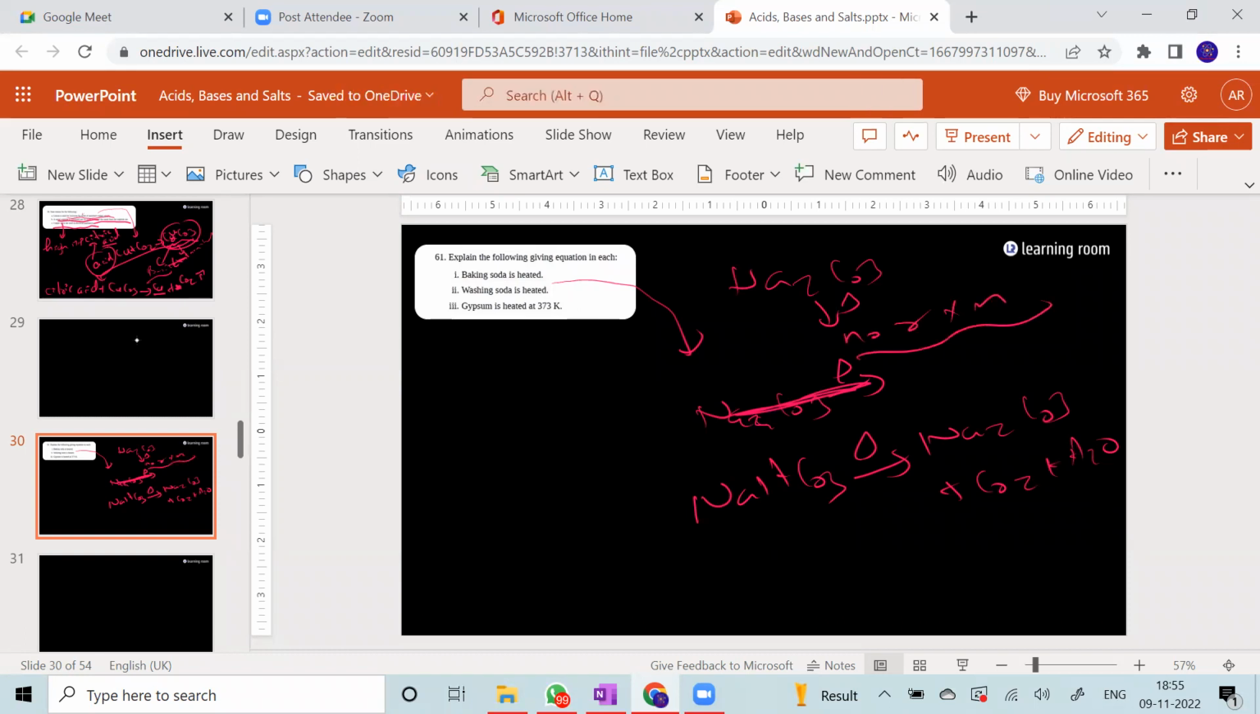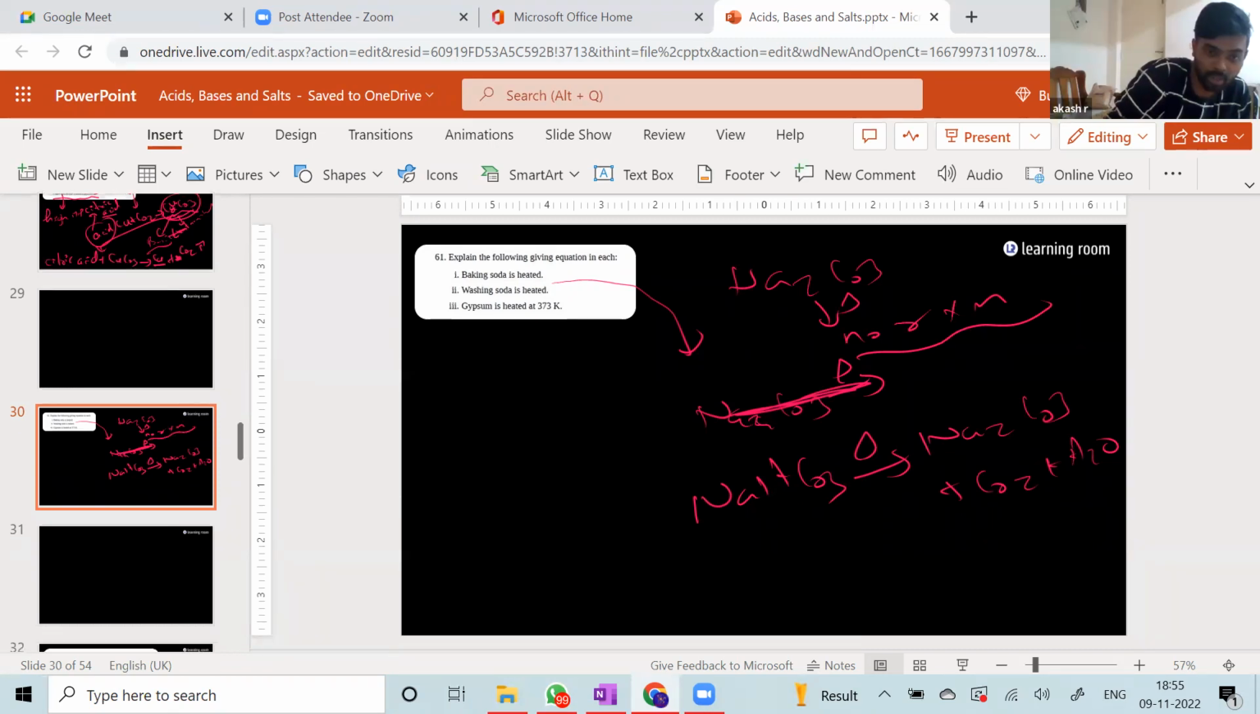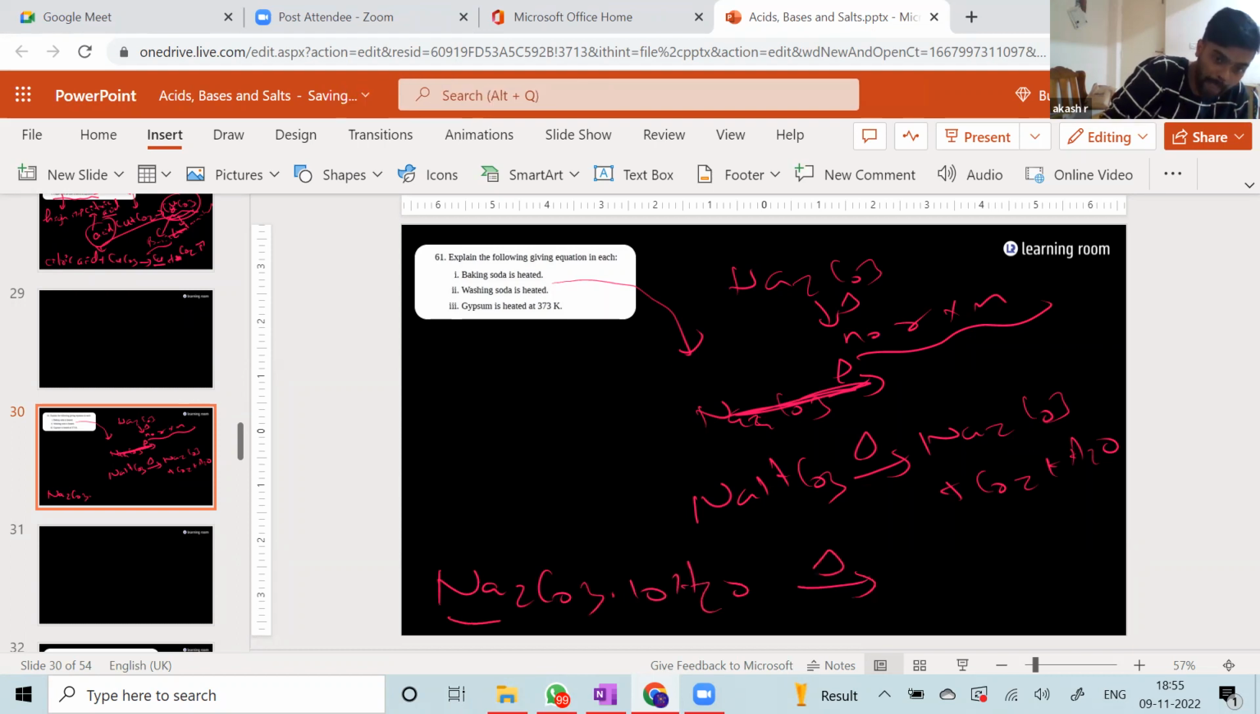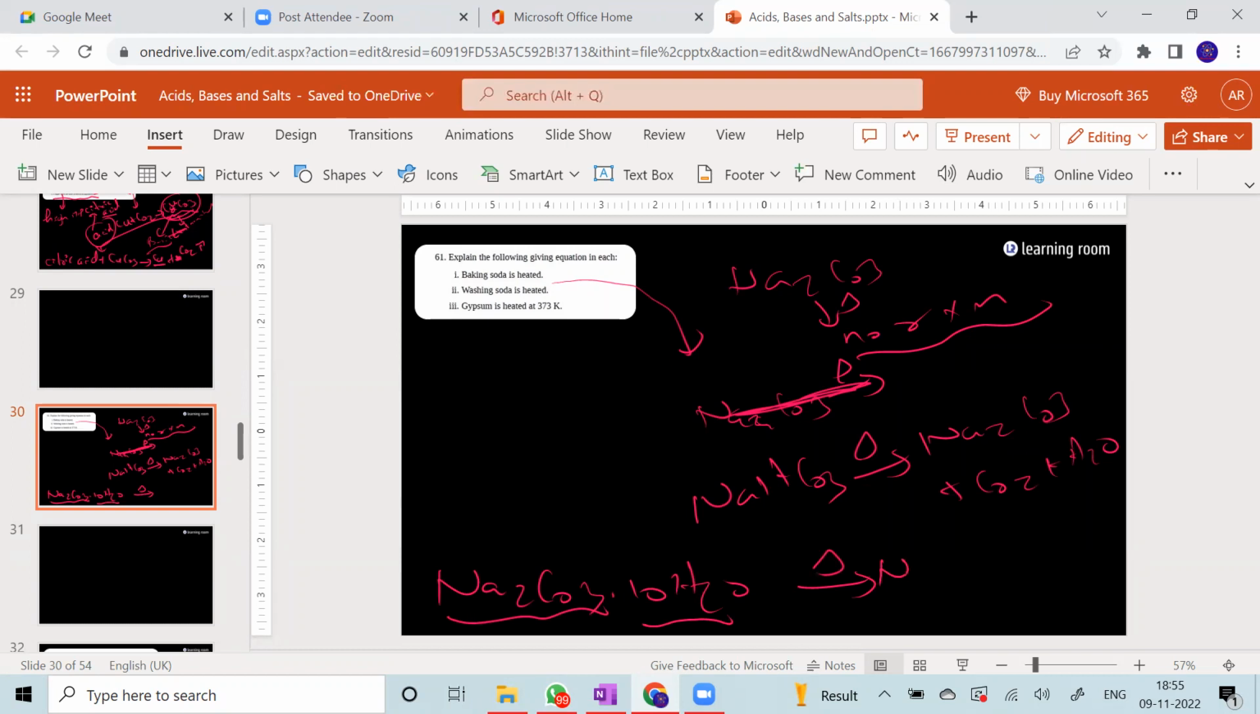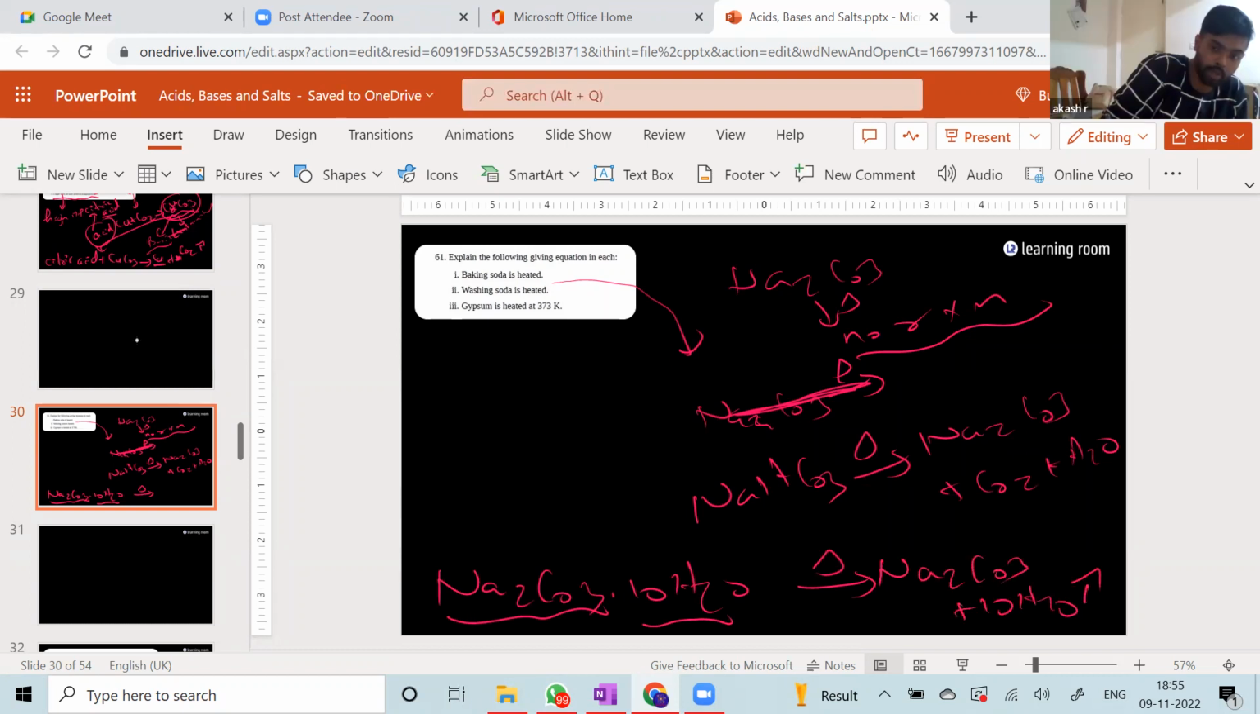So washing soda is Na2CO3.10H2O, right, sir? That makes sense. That is also correct. So if I write Na2CO3.10H2O, on heating, what happens? Nothing happens to Na2CO3. It will lose the water of crystallization. Exactly. That will happen. You are going to remove the 10H2O as water vapor.